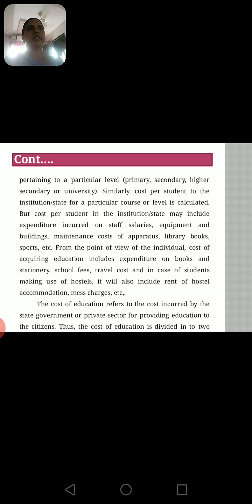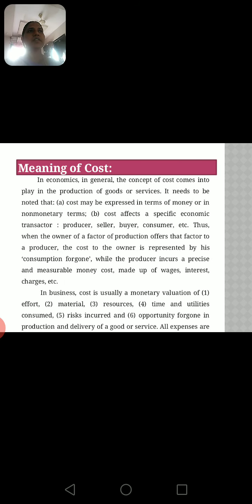The education sector, as the producer of the service of education, unlike any other sector of activity, theoretically brings into play the same concept of cost. This is the meaning of cost of education.